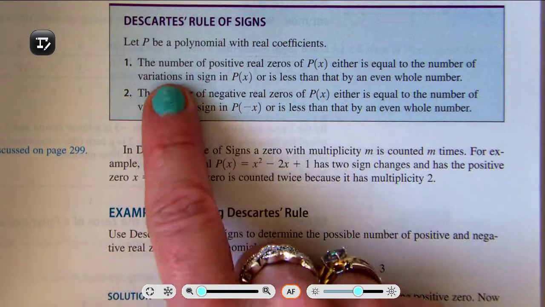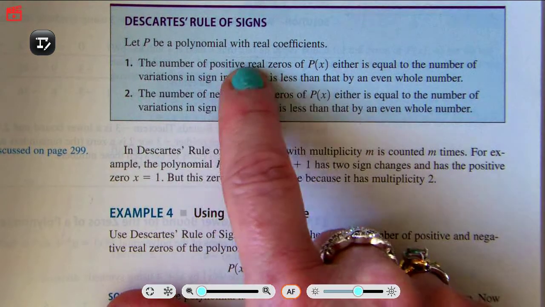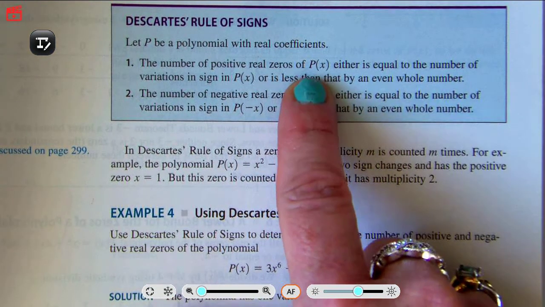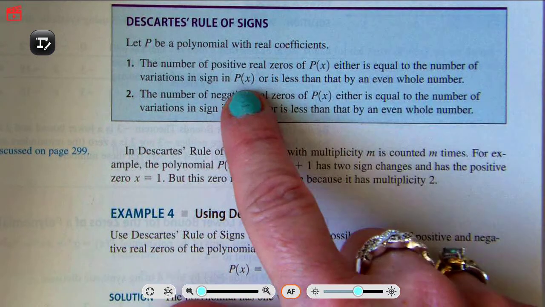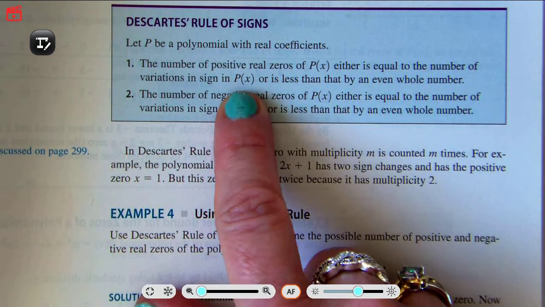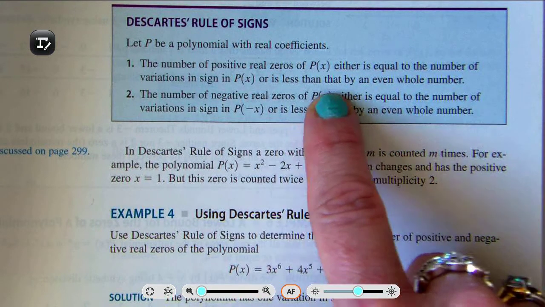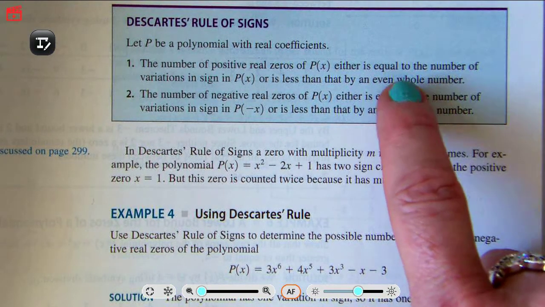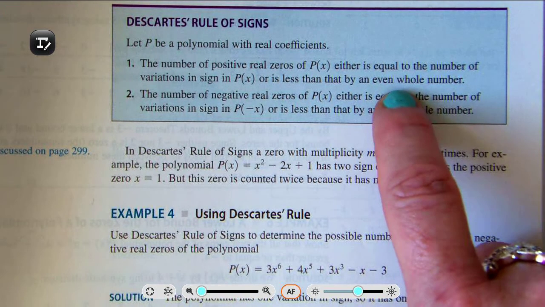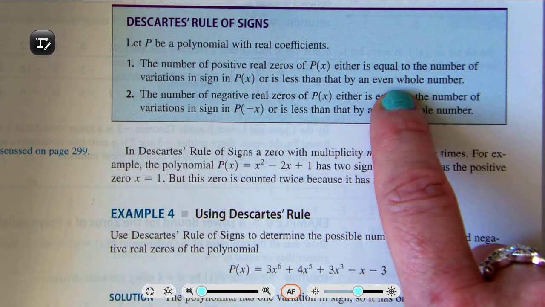And what we're going to do is we're going to look at the number of positive real zeros. Okay, so the number of positive real zeros is equal to the number of sign changes, or less than that by an even whole number. And again, in the video when I'm going through examples, I will explain that.